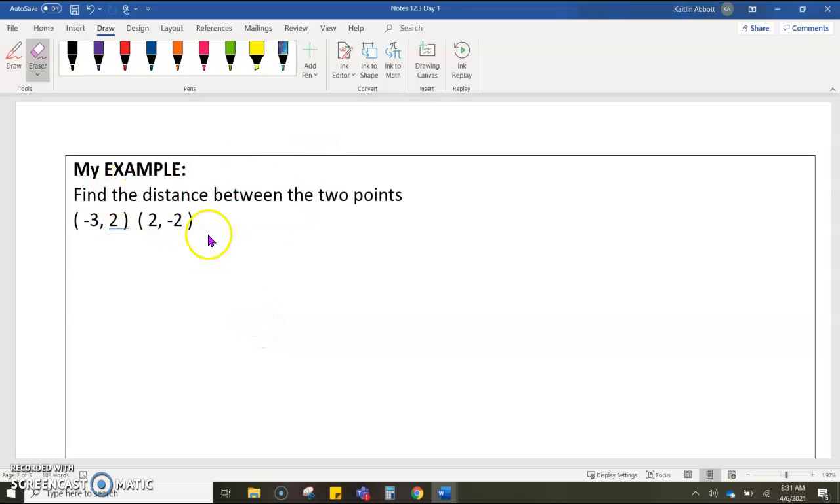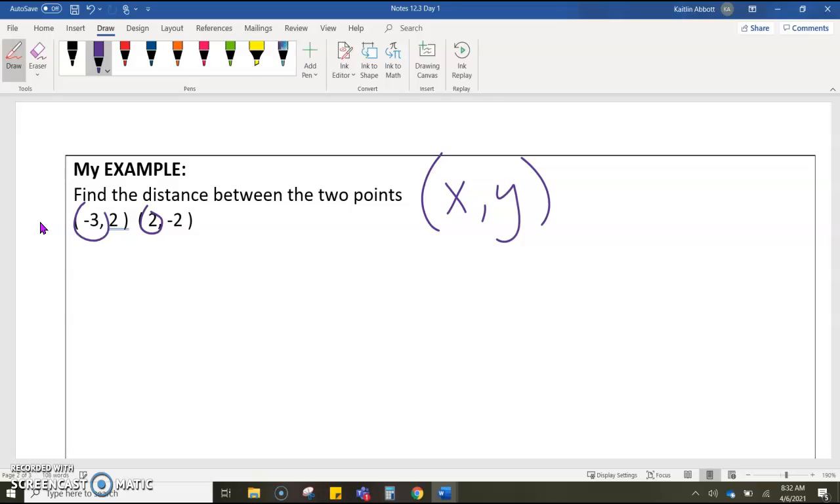So we're going to find the distance between 2 points. So first we are going to subtract the x values, because our ordered pairs go x, comma y, so we're going to do the x's first. So I got 2 and -3. So I'm going to do this one.